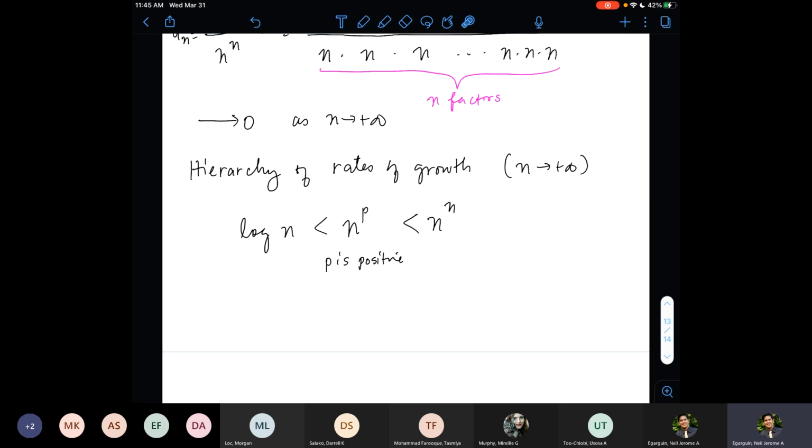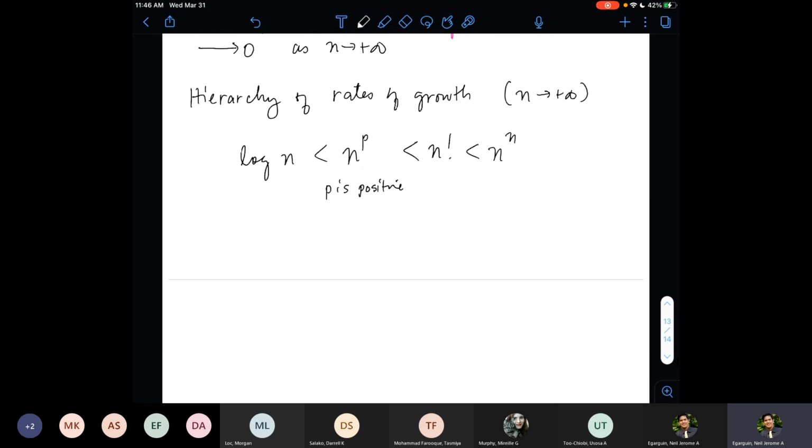Actually, n to the n is the fastest. I should have written it this way. And let me insert factorials in here. Okay. Factorial grows faster than logarithms, but it grows slower than n to the n.